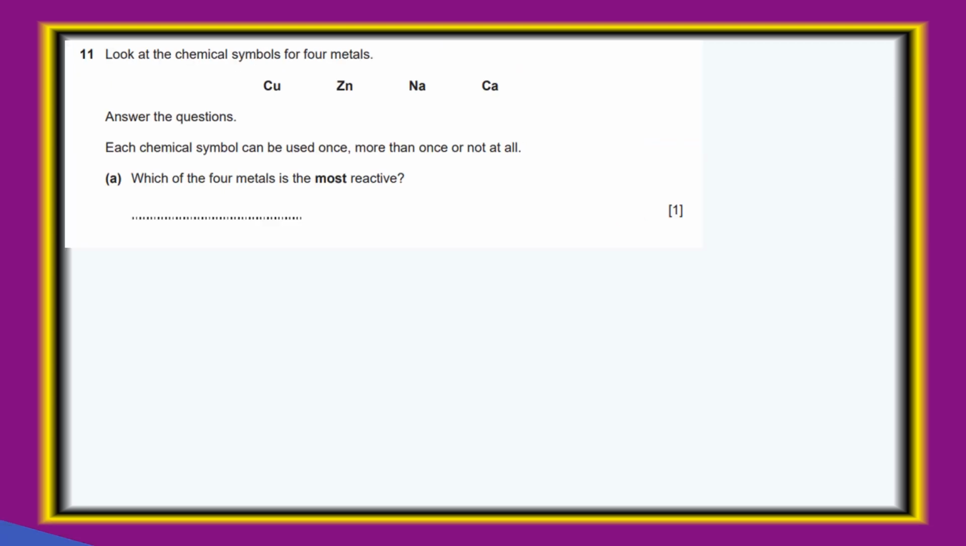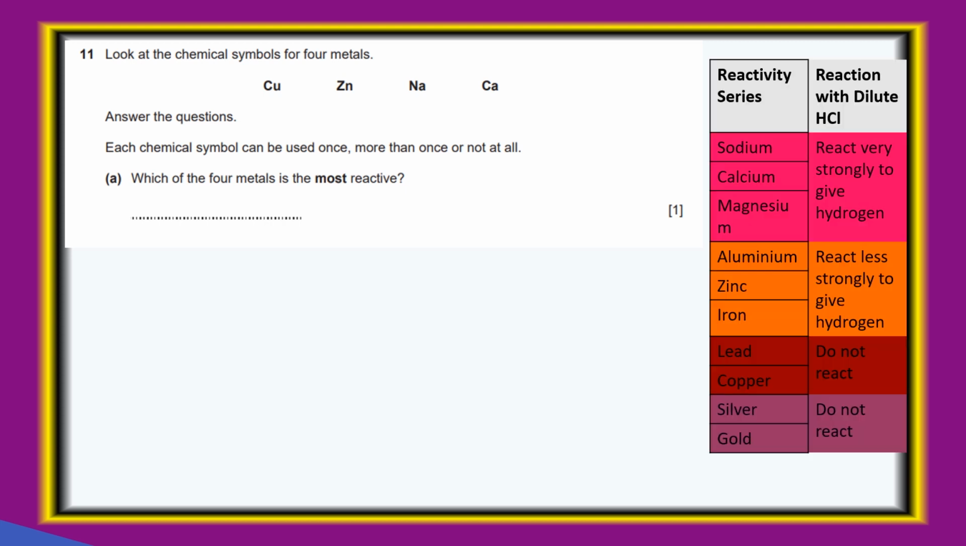Question 11. Look at the chemical symbol for 4 metals. Answer the question, which of the metals is most reactive? So we look at that.